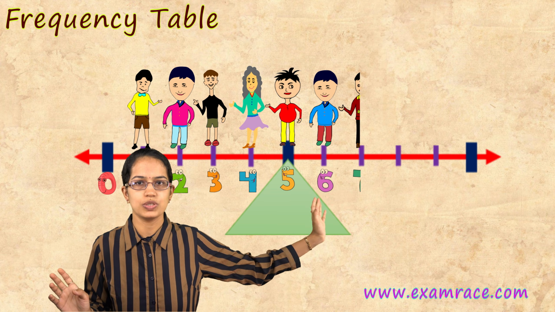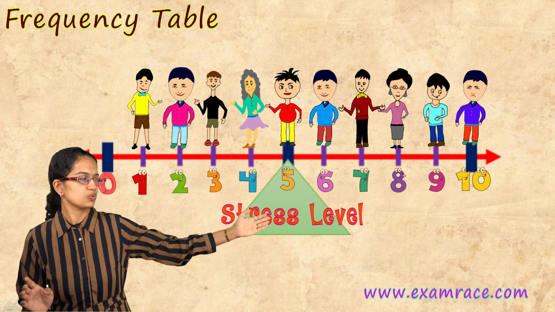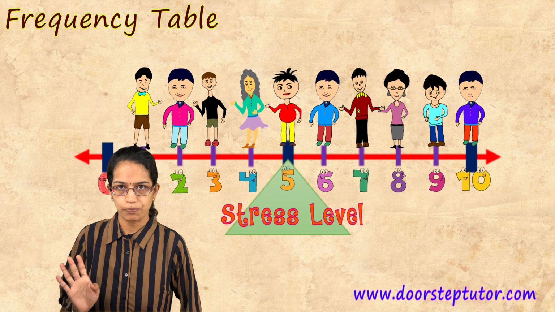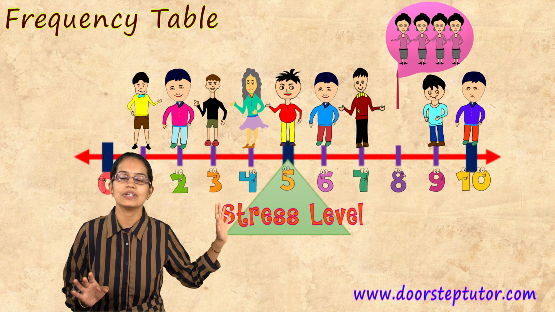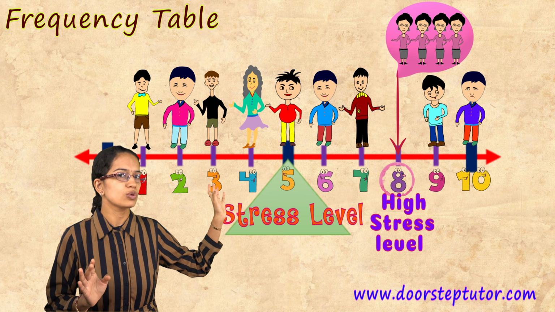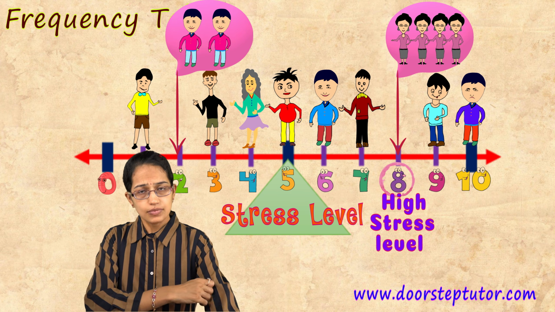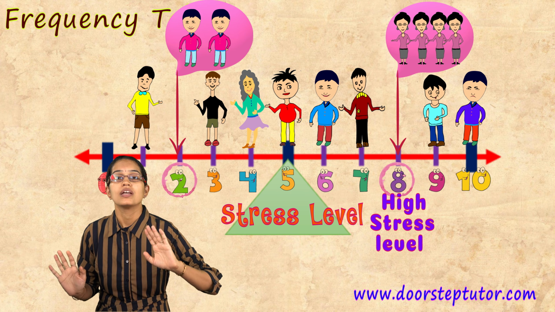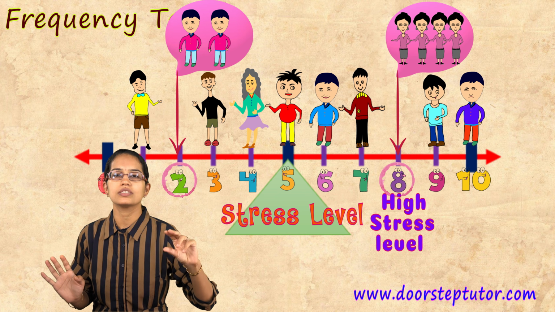I have 10 students, all of them with a different stress level. So here are 10 students, each marked with a stress level ranging from 0 to 10. Now, there are 4 students who have a stress level of 8, that is a high stress level. Those are marked here. The next 2 students have a stress level of 2. They are very happy. So, I have 4 students with a very high stress level, and 2 students with a stress level of 2.